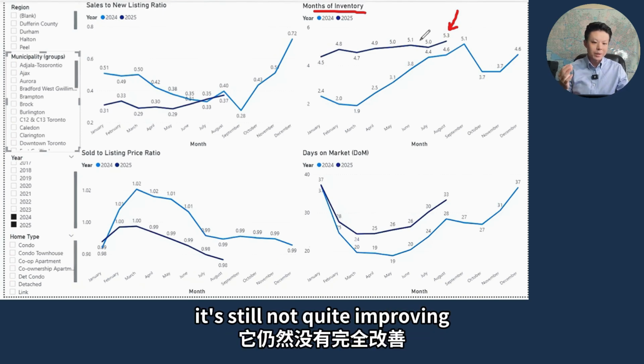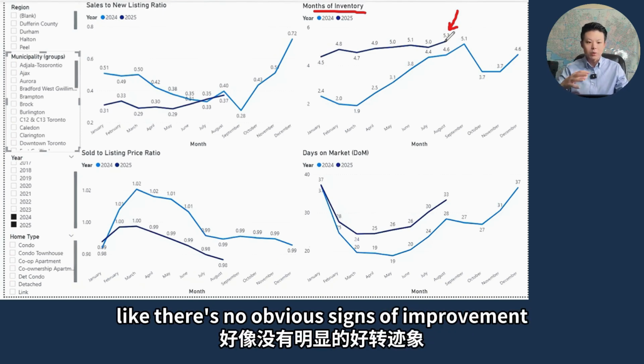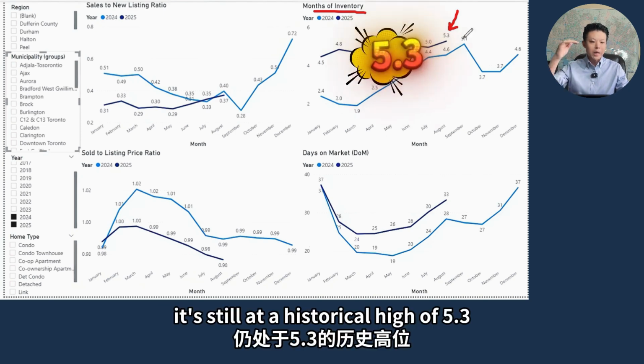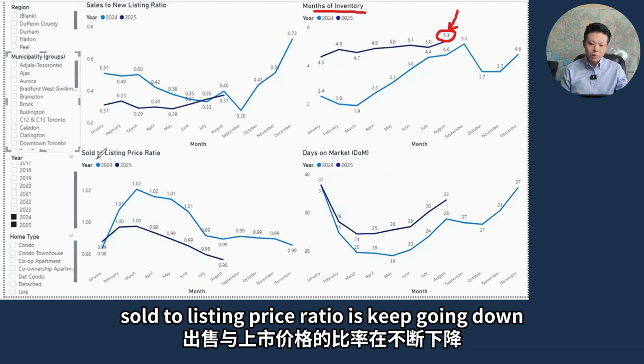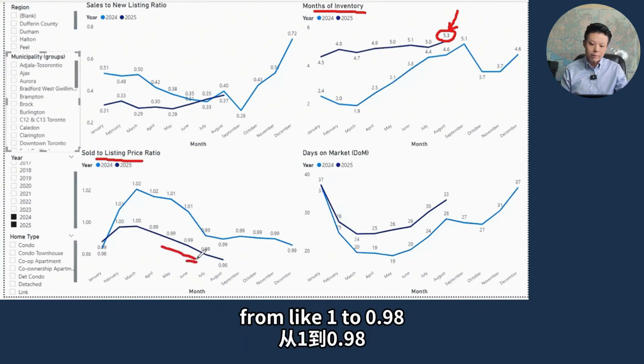So months of inventory, it's still not quite improving, there's no obvious signs of improvement. It's still at a historical high of 5.3 months of inventory, which is historically high. We've never seen that number. Sold to listing price ratio keeps going down from 1 to 0.98.